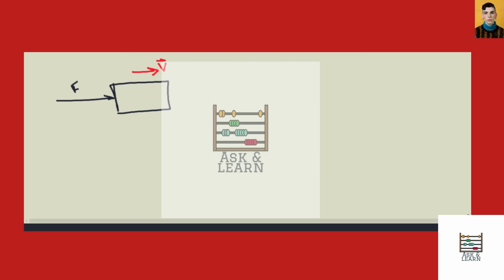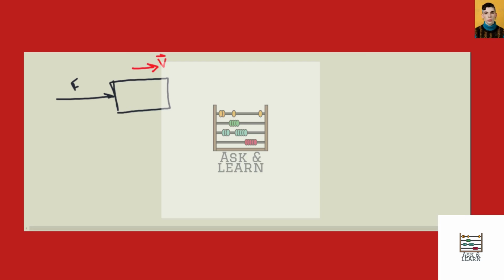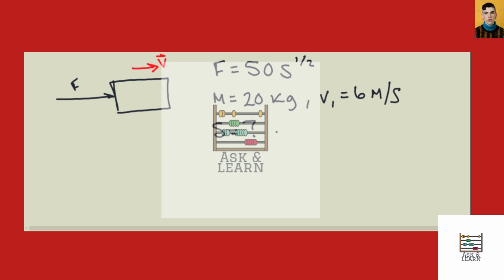We have a block that's being pushed by a force that changes depending on the distance the block travels, and that's given as F is equal to 50 times S to the power of 1/2. We're also given the mass of this block, which is 20 kilograms, its initial velocity, which is 6 meters per second, and we want to find the distance it travels when the velocity is 15 meters per second.